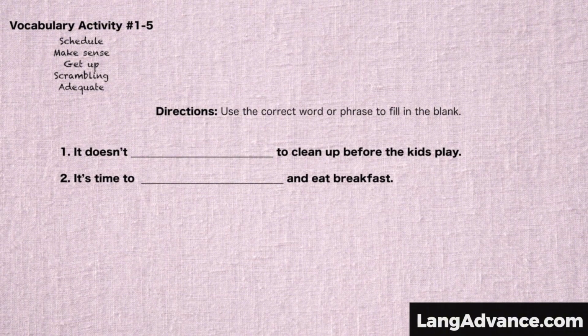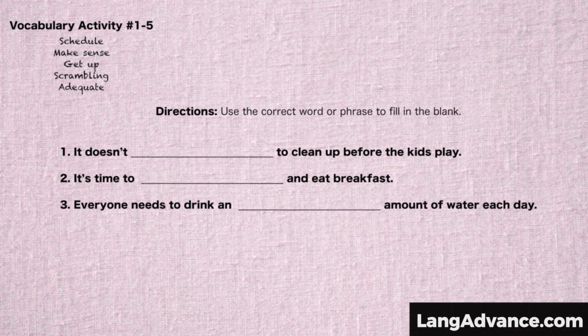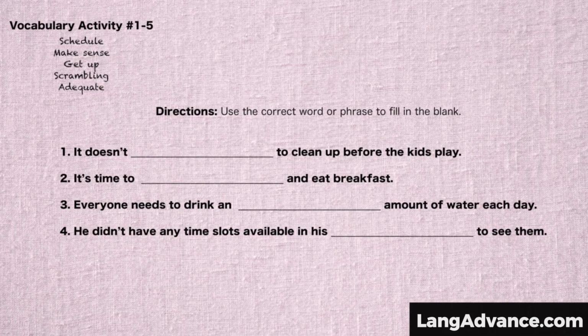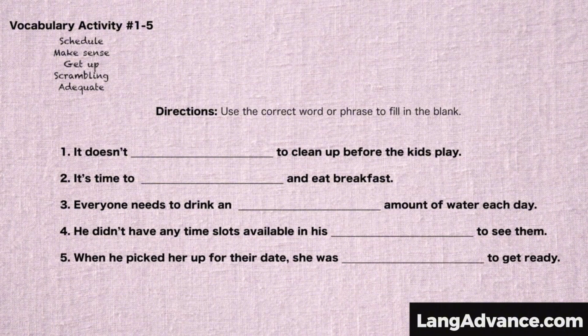Number 2, it's time to and eat breakfast. Number 3, everyone needs to drink an amount of water each day. Number 4, he didn't have any time slots available in his to see them. Number 5, when he picked her up for their date, she was to get ready.